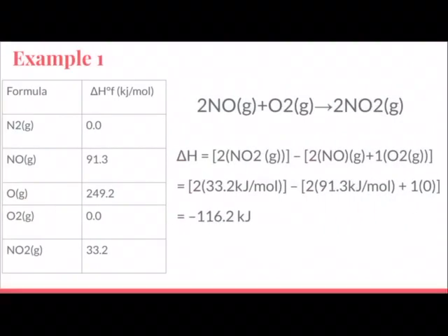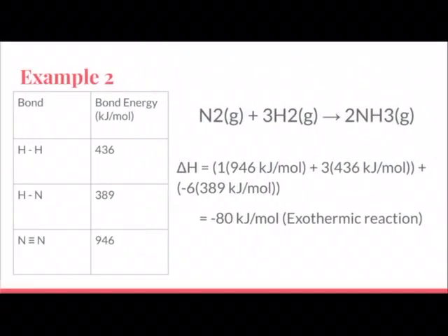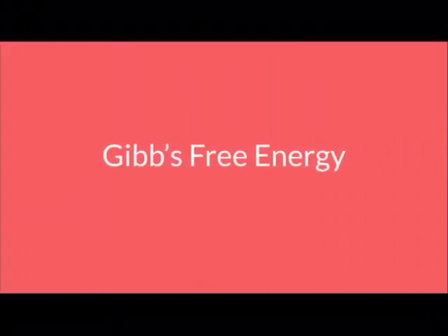In example 1, it shows the use of the equation of the heat of formation. It takes the delta H values of the products and subtracts the delta H values of the reactants. For example 2, it demonstrates the use of the equation for the bond energy by adding up the bond energy values of the reactants and subtracting the bond energy values of the products.